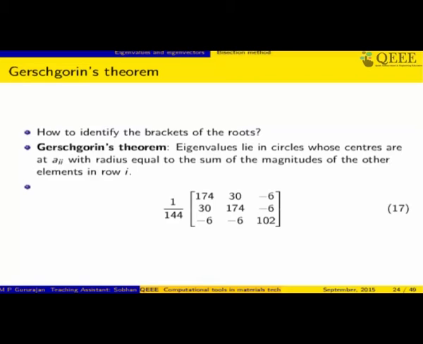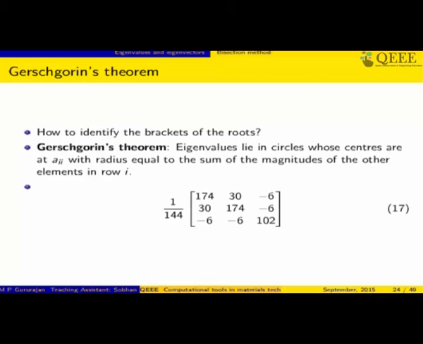Then what is the radius of the circles about these centers? For the third, the center is 0.7 and the radius is 0.6. That means 0.7 plus or minus 0.6, so between 0.1 and 1.3 there is a root, which we know to be true, that is there is a root at 1. Now where are the first and second radii?